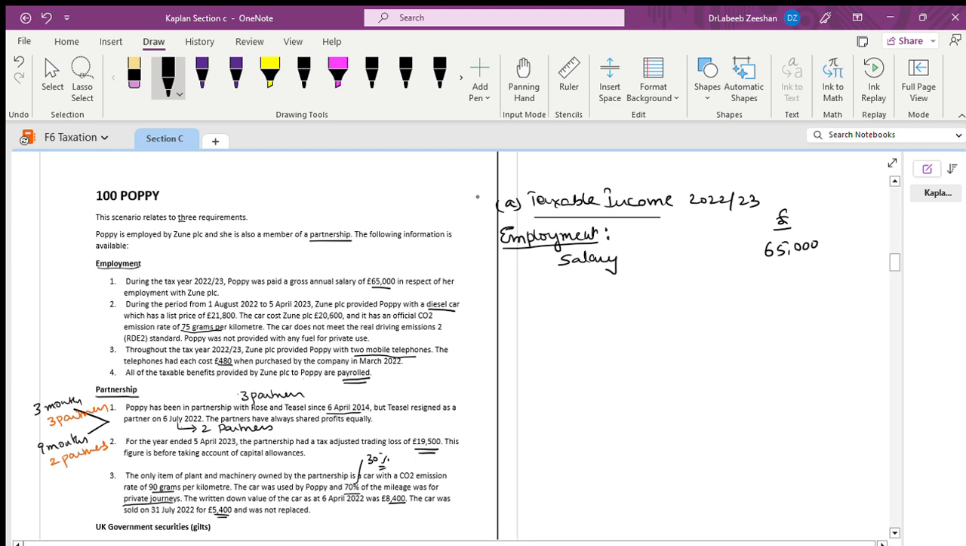This is a little bit tricky. During the period 1st August to 5th April, they have been provided a diesel car. The car is costing 23,600, and the list price is 21,800. Official carbon emission is 75. The car does not meet the RDE2 requirements. They are not provided with any fuel for private use. Fine. Now, see the thing.